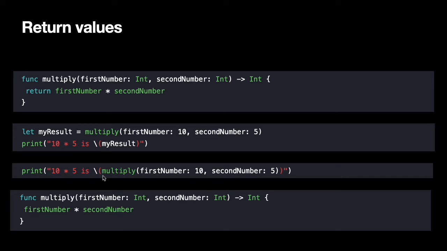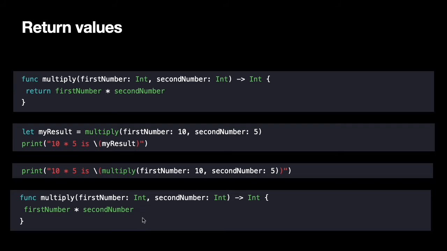So in this case, here is a string literal that we are printing out, and we are using string interpolation. And rather than just putting a variable here, we are putting a function here and calling the function. The function will return the integer 50, and so we will print out 10 times 5 is 50.